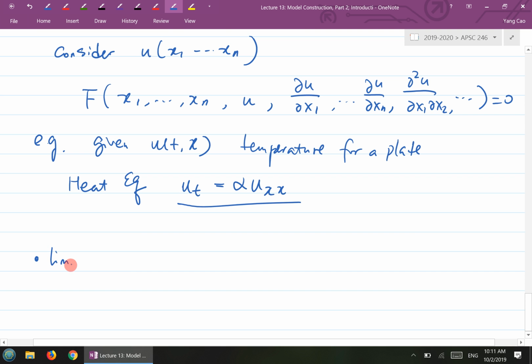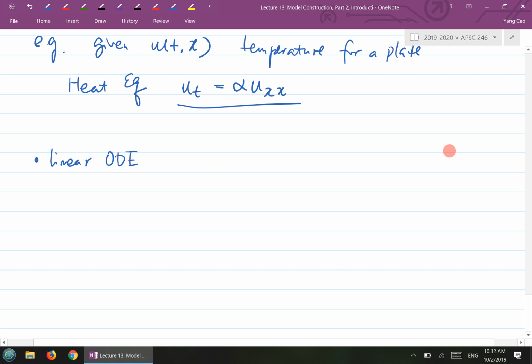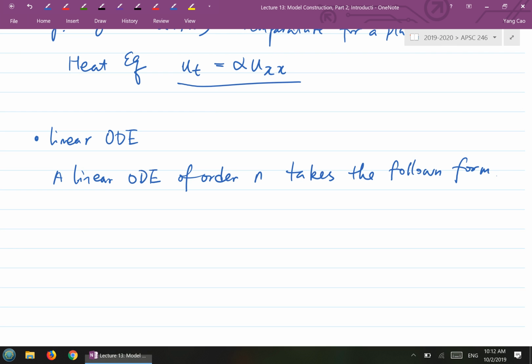A special case is called linear ODE. This is more like what we're going to deal with. So I'm going to write down the linear ODE. What does it look like? Any linear ODE will take the following form. The form we're giving here is the general format. It takes a form like this.